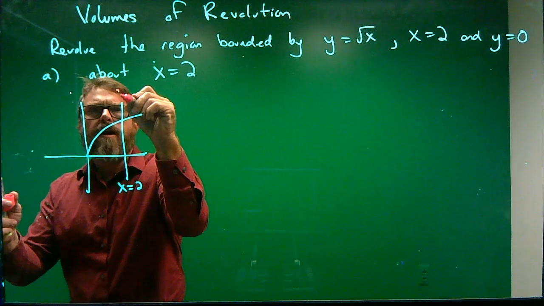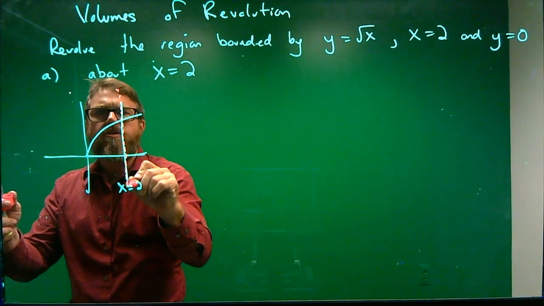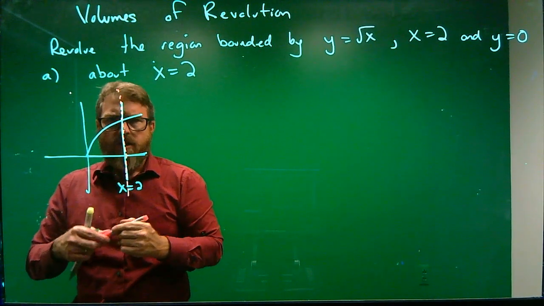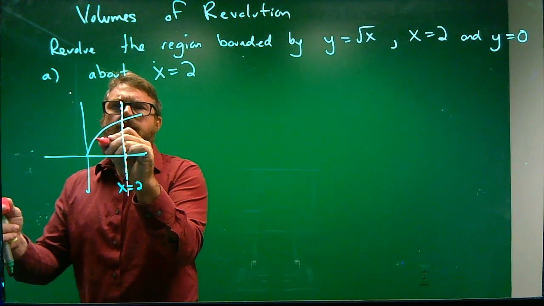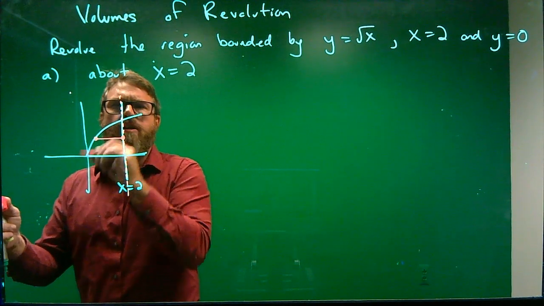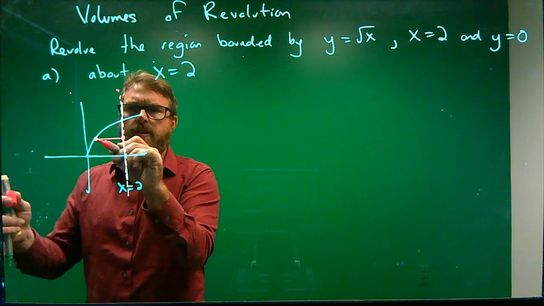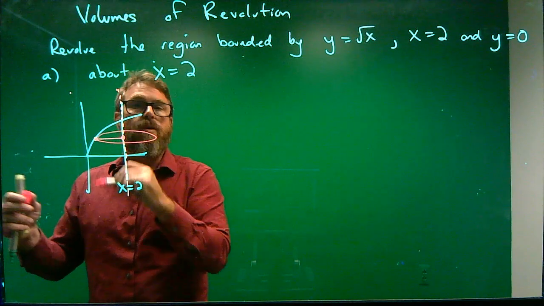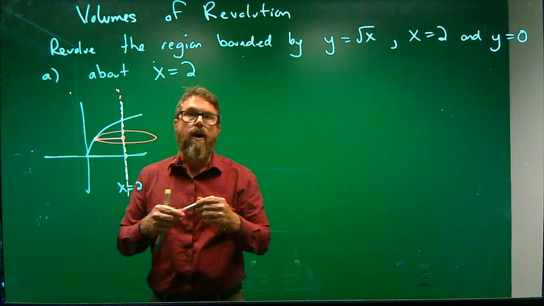We've done enough washers. So let's do it here, x is equal to 2. So when we make a slice, we're going to have to slice it perpendicular. So it's going to look like this. And then when we spin this around x equals 2, what we see is we're going to build a disk that's adding in the y direction.